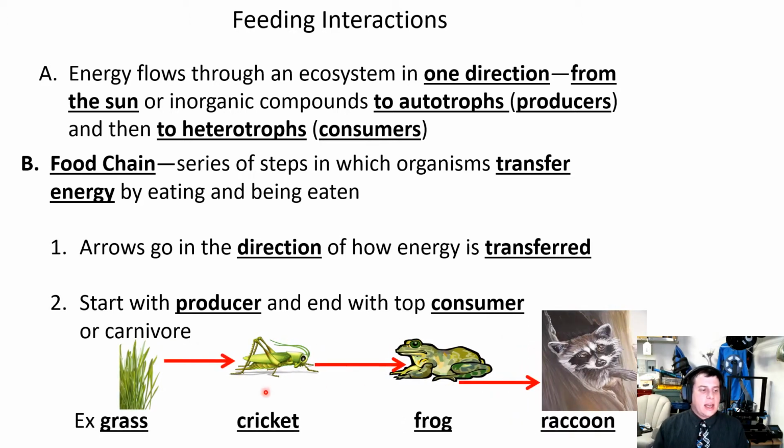Here's an example. You start with grass, which is your producer. Grass is eaten by crickets. Crickets get eaten by frogs, and then raccoons will actually eat frogs. So the energy goes from grass to cricket, cricket to frog, frog to raccoon. That's a very simple food chain, or just food chain, because this only shows one interaction.